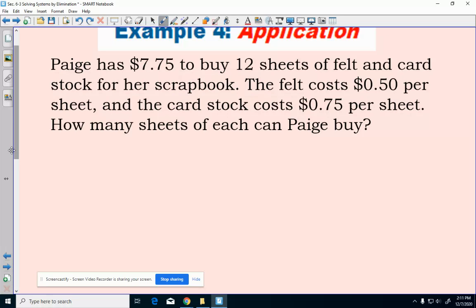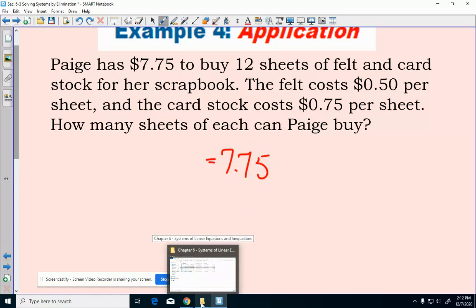Okay, so if we take a look at this, it says Paige has $7.75 to buy 12 sheets of felt and cardstock for her scrapbook. This is very similar to your homework from section 6.2 where we saw the people going to the movies. We knew how much it cost for them to go to the movies. We knew how many people went to the movies. We have to be able to write two equations here. Our first equation is going to be all about the money. How much did things cost?